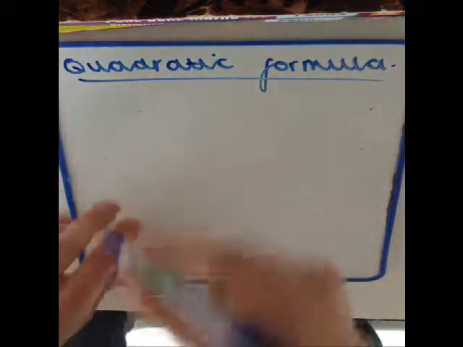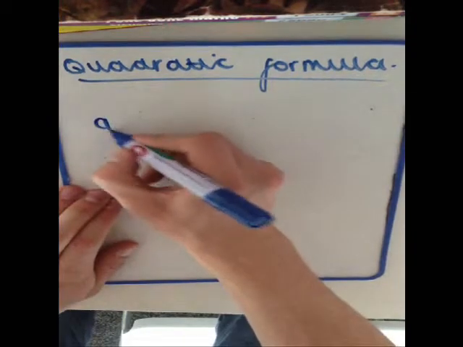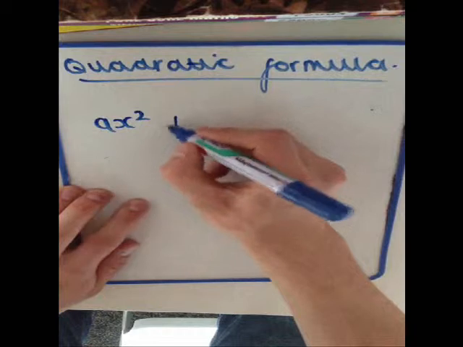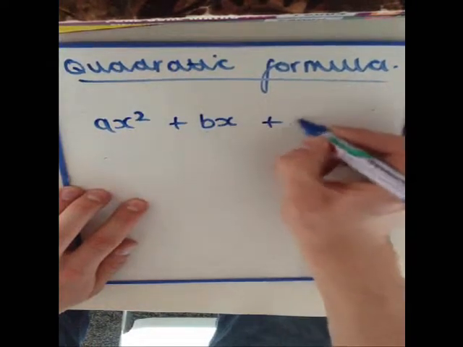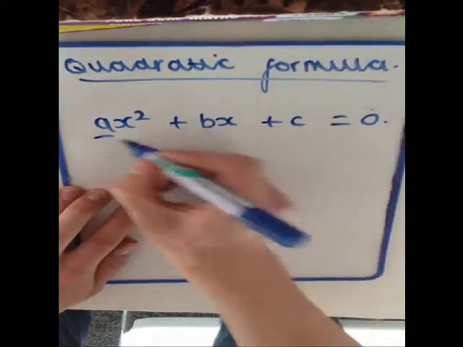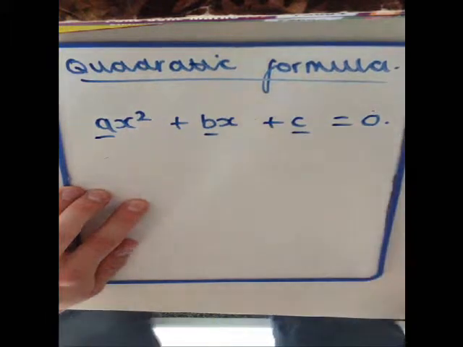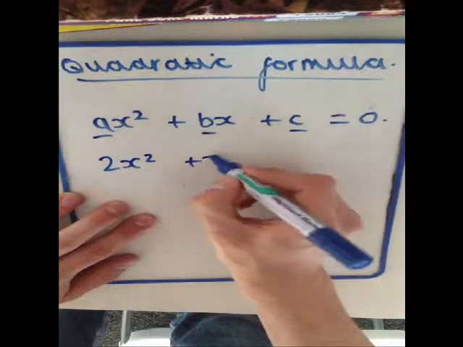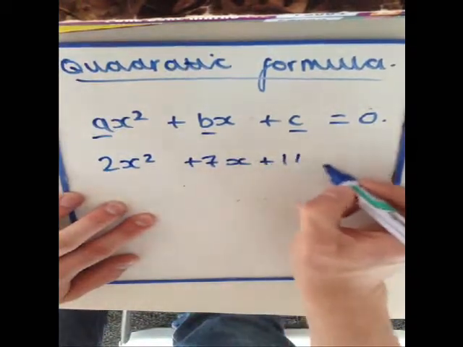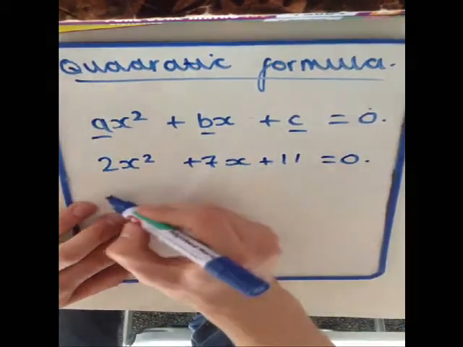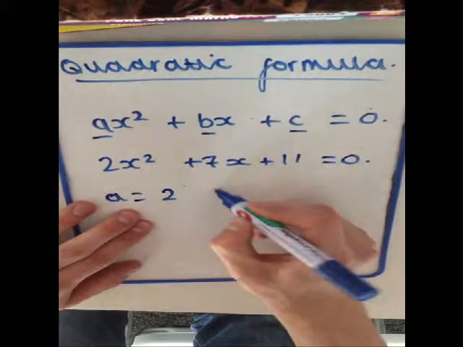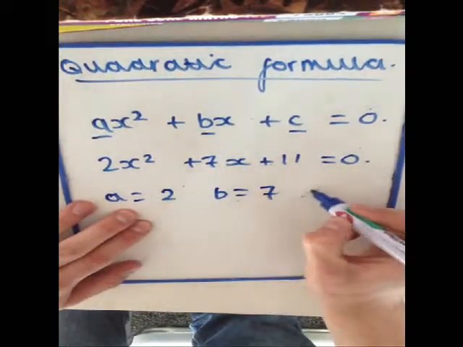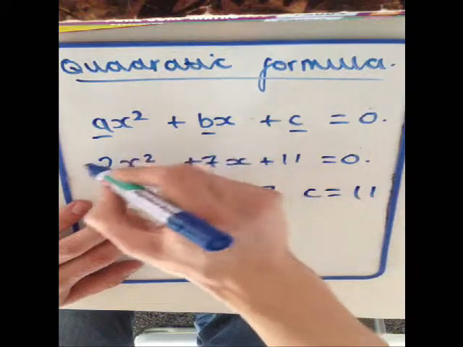Now the most general way to write a quadratic equation is by means of ax squared plus bx plus c is equal to 0, with each of these letters representing a number. If we take the equation 2x squared plus 7x plus 11 equal to 0, for example, my a value would be equal to 2, my b value would be equal to 7, my c would be equal to 11, using the equation above.